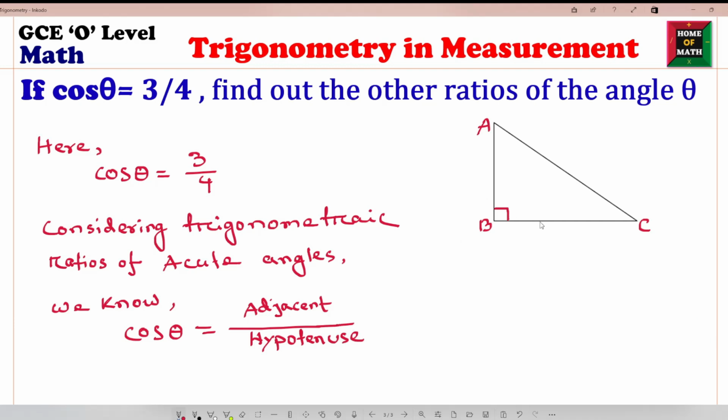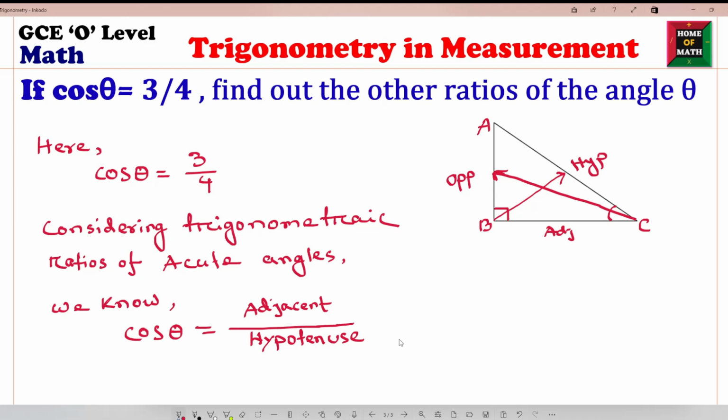Look, this is a right angle. Opposite this right angle is the hypotenuse. This is our acute angle, so this is the adjacent, right? And opposite this acute angle is what? Opposite.